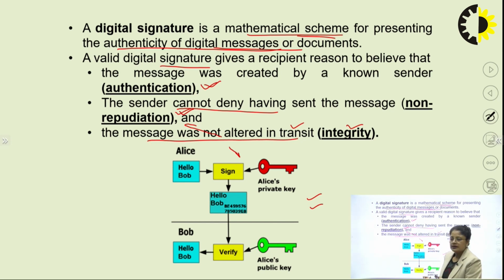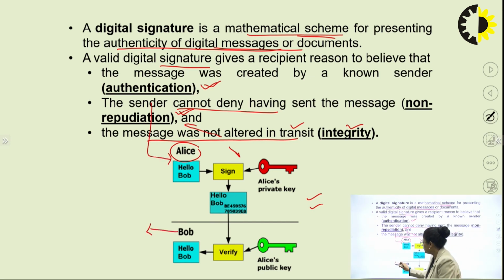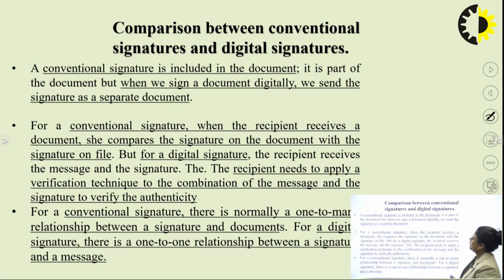So throughout this class, we will be talking about Alice as the sender, and Bob as the receiver. Now, before I proceed further, I just want to make a brief comparison between digital signatures and the conventional signature that we normally do on papers.